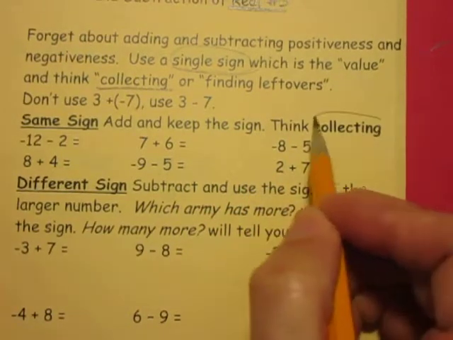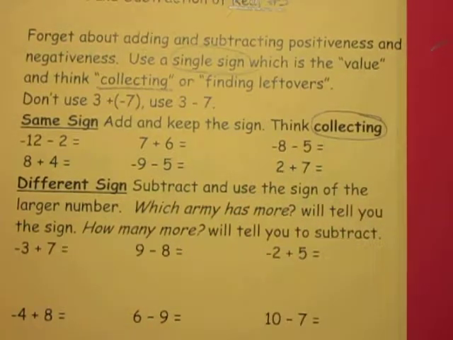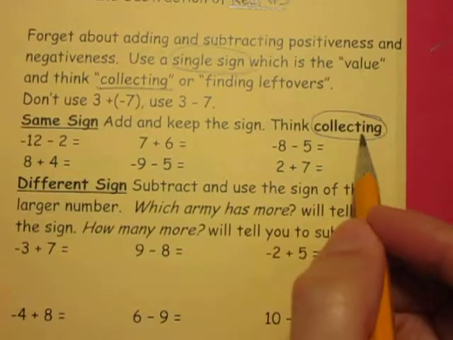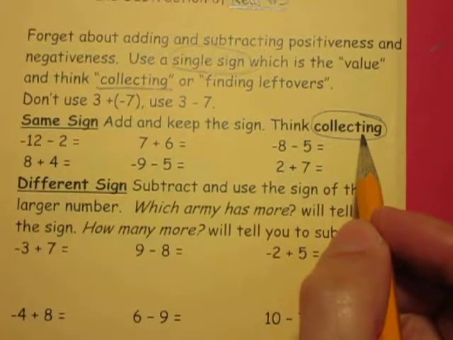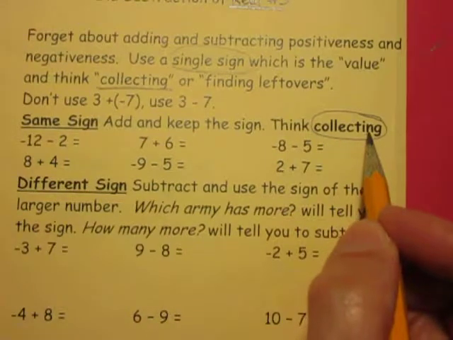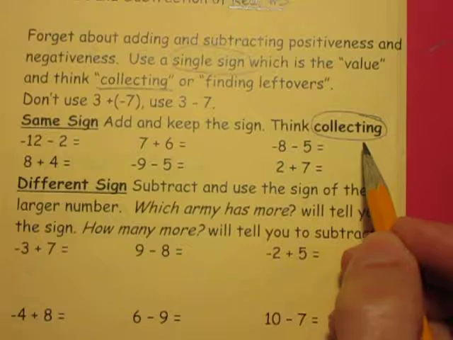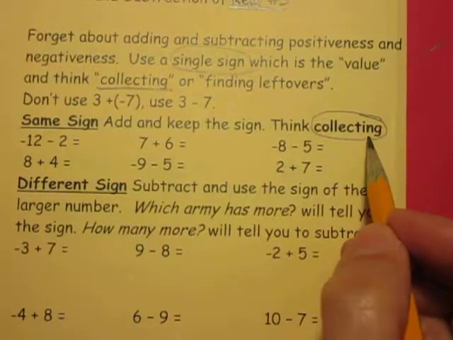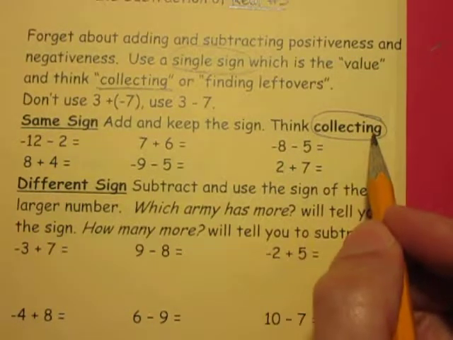But what I want you to think about is collecting, because if you continue on in an algebra class, you start dealing with collecting like terms, collecting variables. That collecting concept comes into play, and it derives from this. So I say, let's start using that term right now. That kind of implies what it is that you're going to be doing. When you're collecting, you're adding them up.